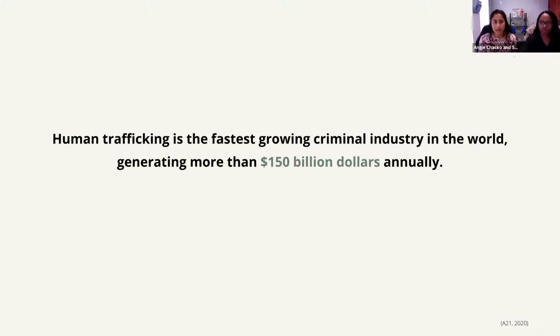And then this is just a stat on human trafficking. It's the fastest growing criminal industry in the world, generating more than $150 billion annually.